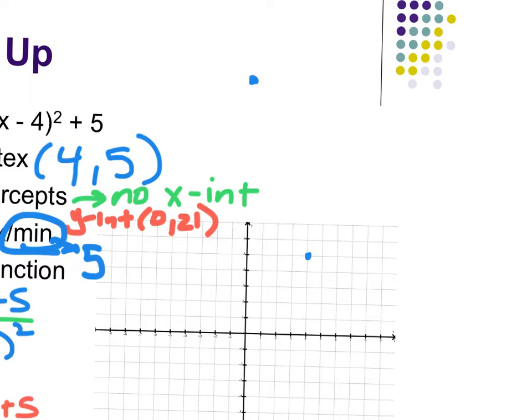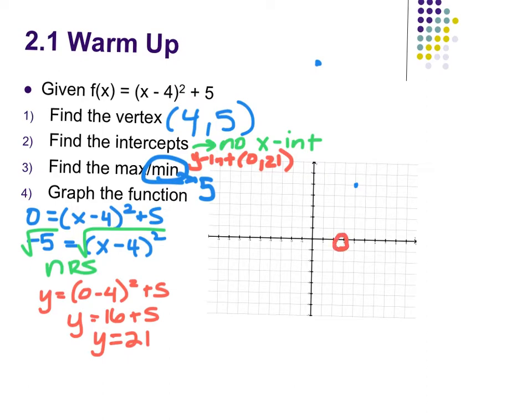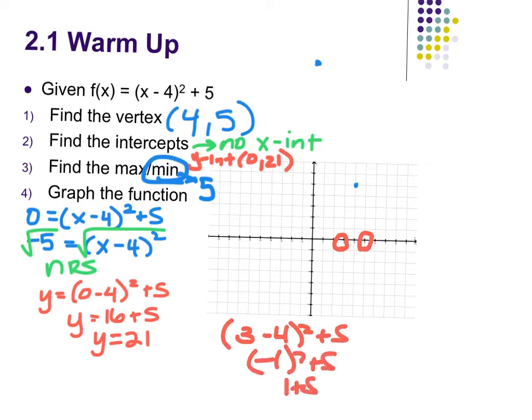But if you don't want to graph that 21, then you can just plug in a point from the left and the right of your vertex. So if I plug in 3 and 5, I would get 3 minus 4 squared plus 5, which is negative 1 squared plus 5, 1 plus 5, which is 6. And if I plug in 5, I should get the same thing because I went over the same distance. 1 squared plus 5, which is 6.